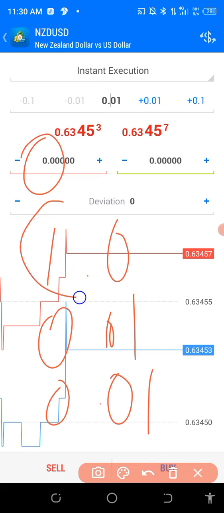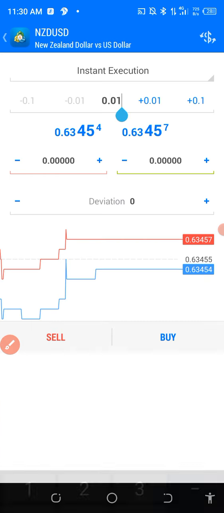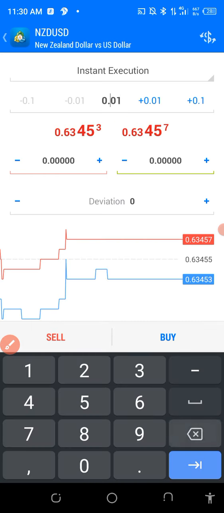On this 0.1 here, one pip movement is equal to $10, and you can actually increase and reduce it. This is 0.1, this is a mini lot size. You see, this is 1. You can actually take it to 5. This is a standard lot size. This one currently is a mini lot size.